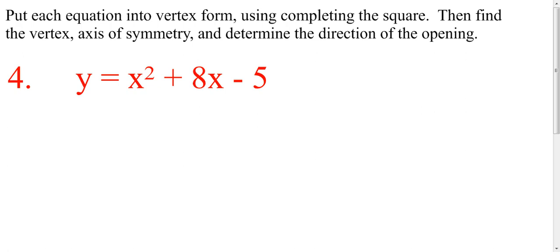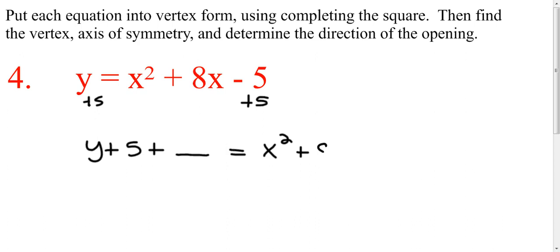So what you want to do is get everything that has an x in it on one side and everything that doesn't have an x in it on the other side of the equation. So that means I need to add this 5 to the other side over here, and I will do this. I have y plus 5 plus a blank. I'm going to put a blank on each side equals x squared plus 8x plus a blank.